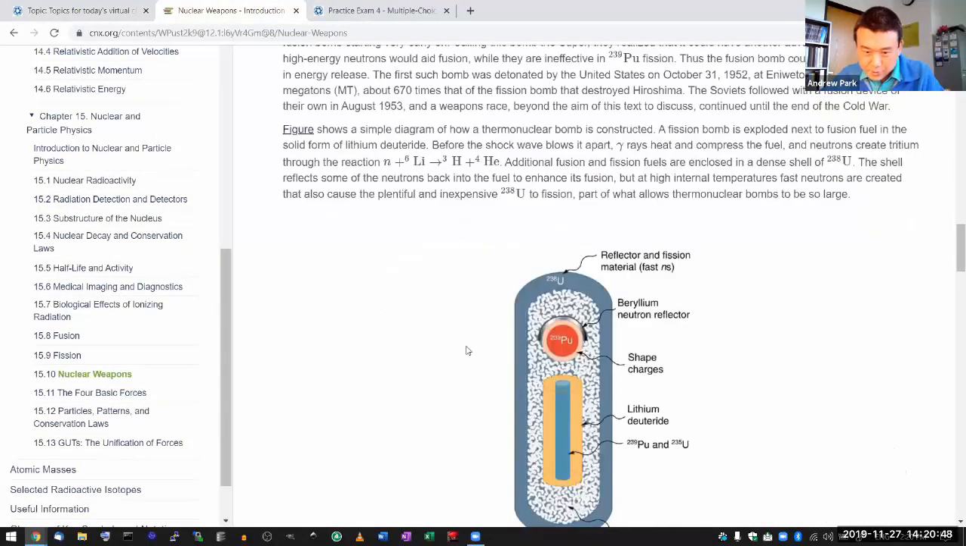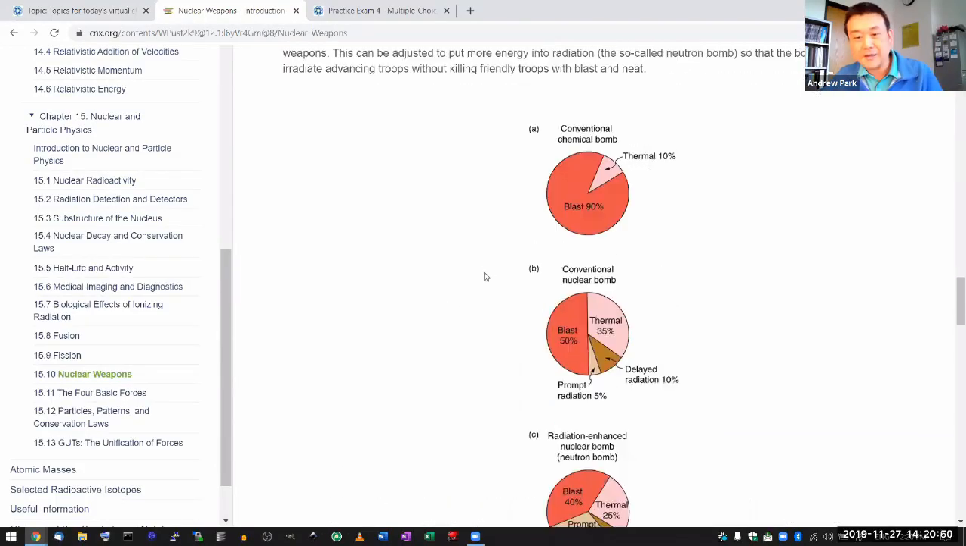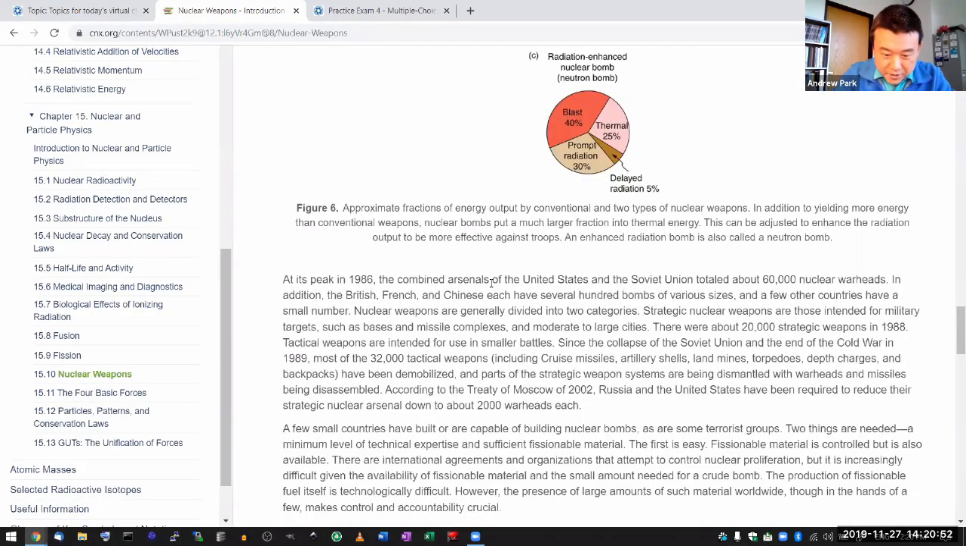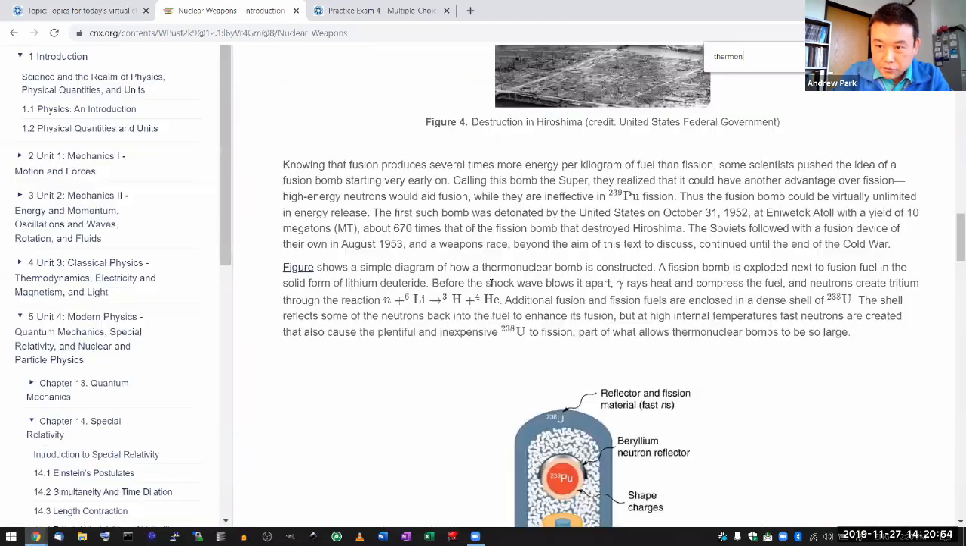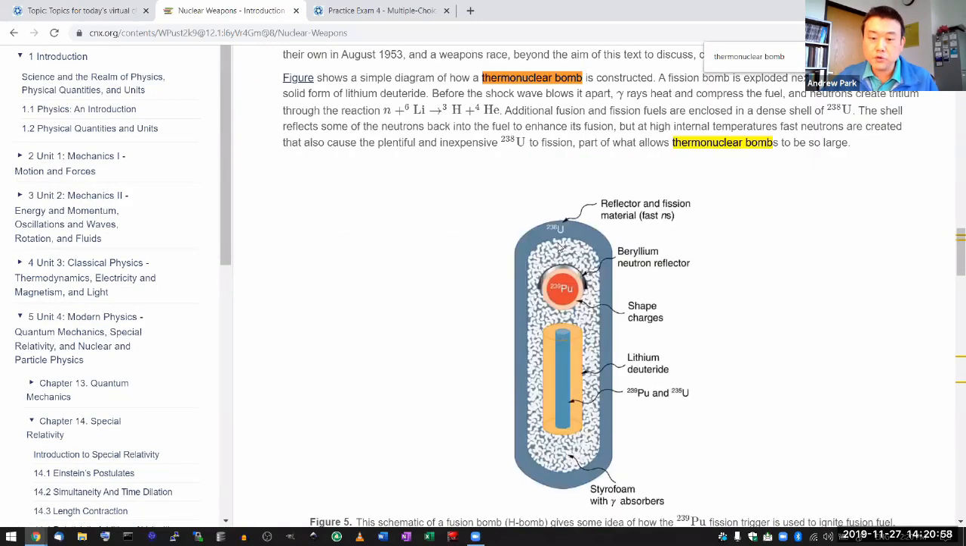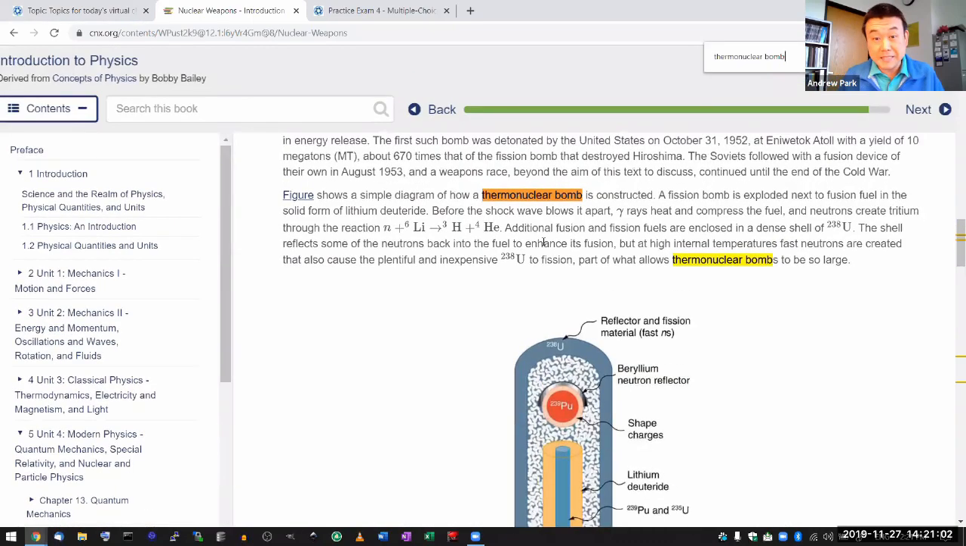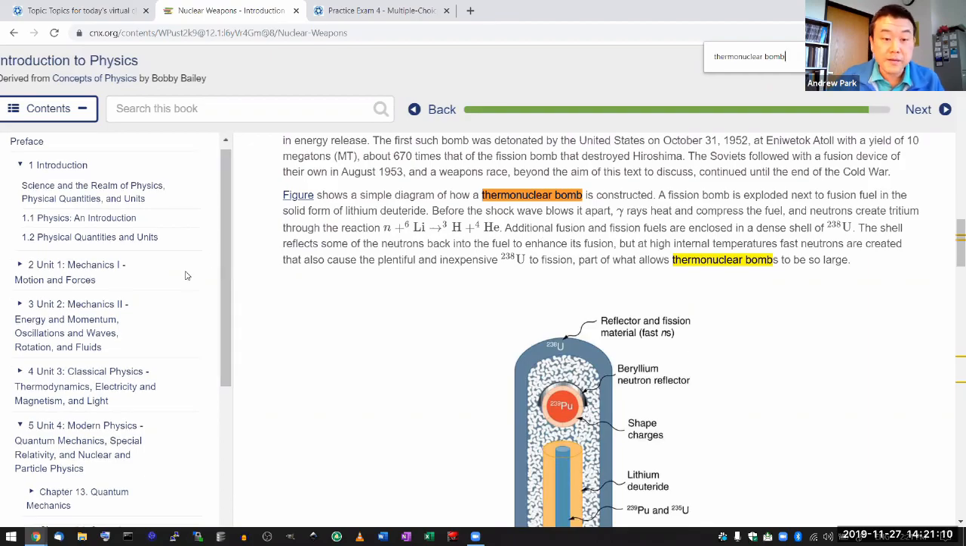But here's the description of the bomb, how it's made, and I'm pretty sure here we do talk about thermonuclear bomb. Yeah. So in a thermonuclear bomb, a fission bomb is used to create conditions that are similar to those in the sun that ignite the fusion, and the fusion releases much more energy than fission could do by itself.